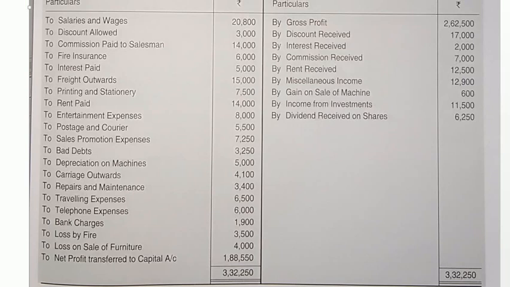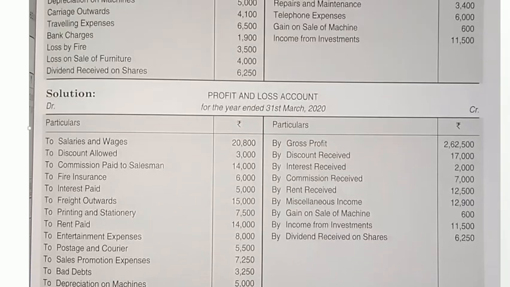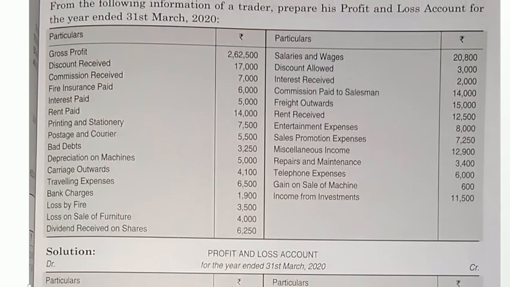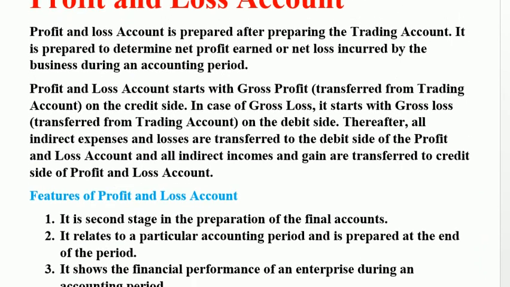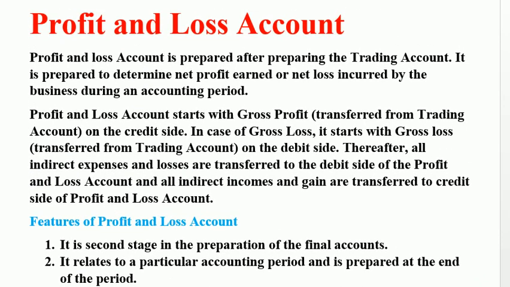And one more thing, it is a type of nominal account, and the nominal accounts like income and expenses only will be recorded here in the profit and loss account. All the indirect expenses will be recorded in the debit side of the profit and loss account, and the indirect incomes will also be recorded in the profit and loss account. So I hope you have understood the concept of the profit and loss account.